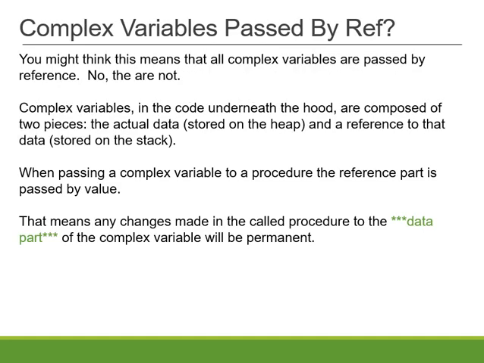Complex data types are not passed by reference since they are composed of two parts. The actual data is in heap memory and the reference to the data is in stack memory. The reference part of the data is passed by value, and this means any changes made by the called method to the data are permanent.